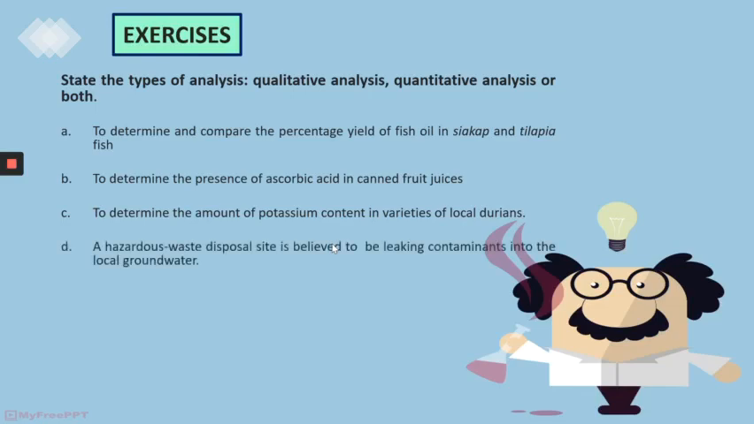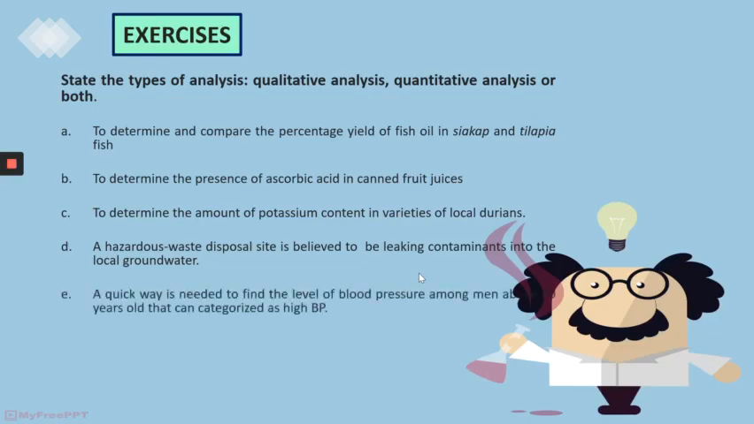D, a hazardous waste disposal site is believed to be leaking contaminant into the local groundwater. Is there any amount determination? No. They just want to know is there any leaking contaminants. So it refers to the presence and or absence. So D refers to the qualitative analysis.